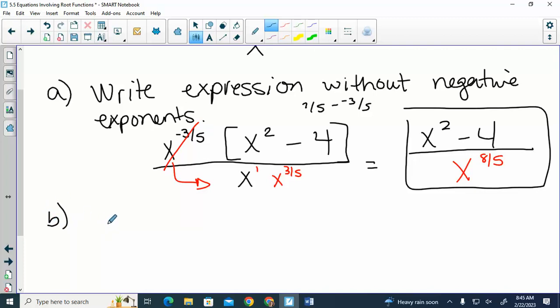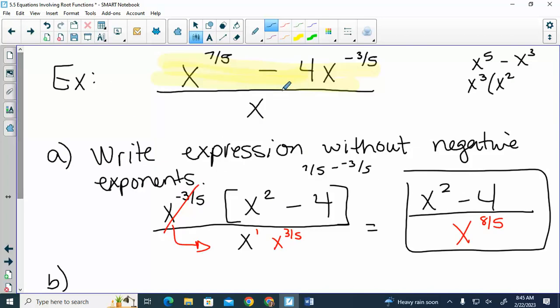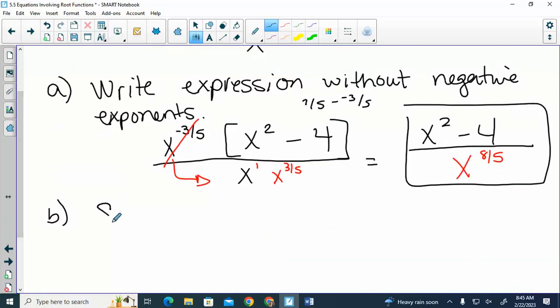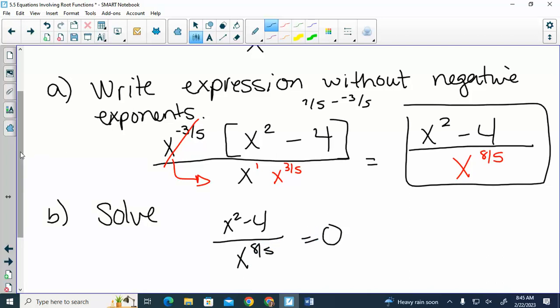All right, part B. Let's go back, just because I don't want to rewrite it. I'm going to say equals 0, and then part B I'm just going to say solve. Okay, so I have now turned this into x squared minus 4 over x to the 8/5 equals 0. And I want to solve that.